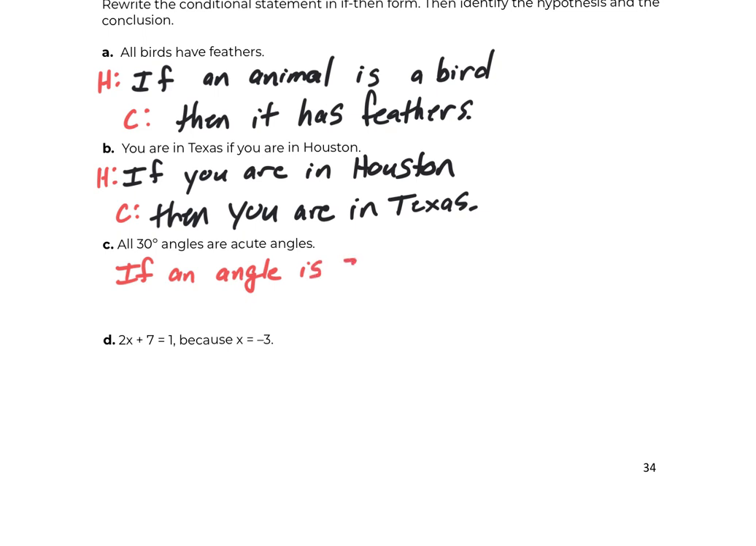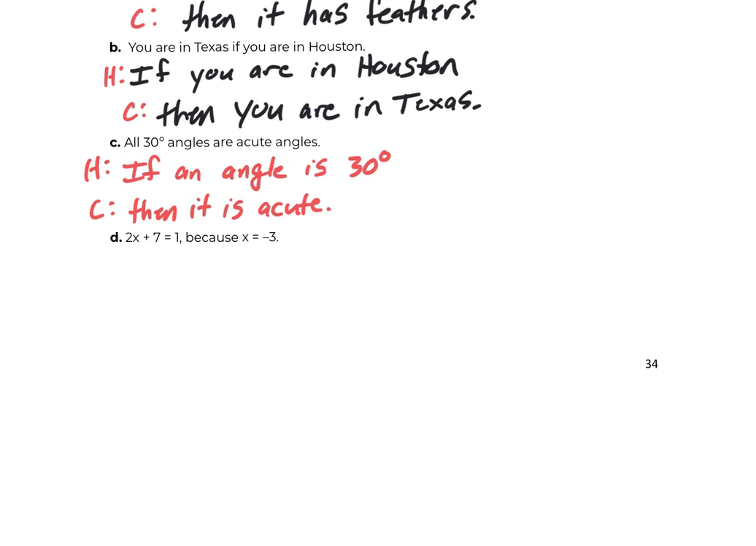If an angle is 30 degrees, then it is acute. This is the hypothesis. This is the conclusion. And finally, this one, once again, doesn't have the word if and then in it, but we can see an equation working essentially the same way.